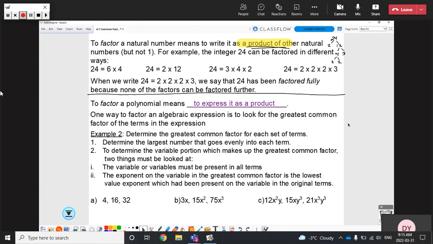Now I'm pulling out the red highlighter because this is an important one. It says one way to factor an algebraic expression is to look for the greatest common factor of the terms in the expression. The greatest common factor. Do you remember that?